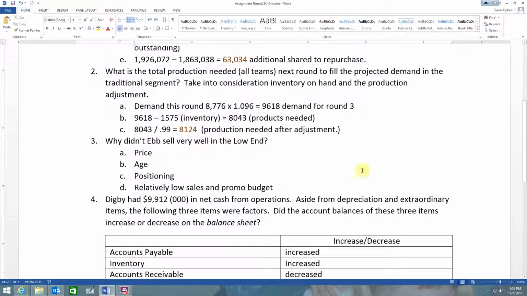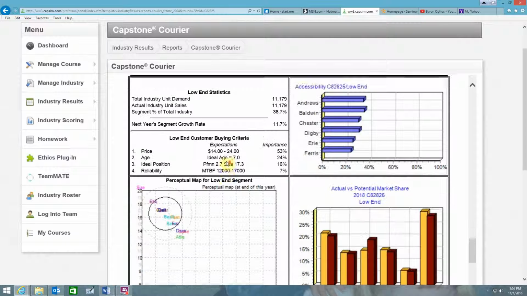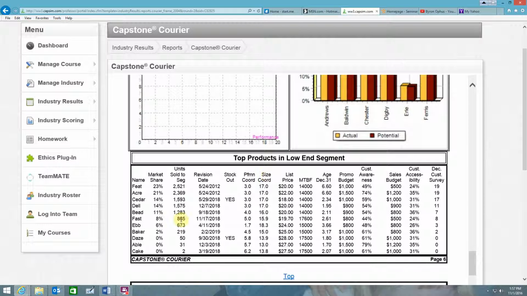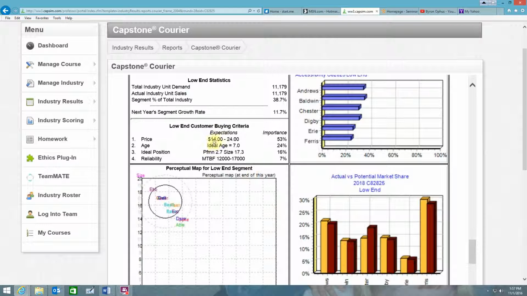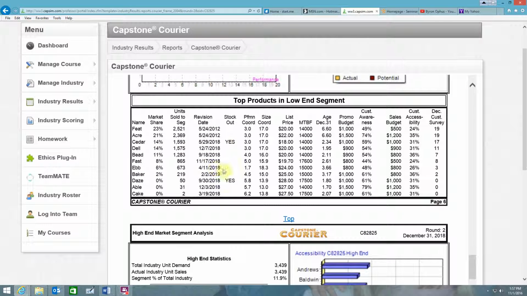Why didn't Ebb sell very well in the low end? Well, Ebb had all kinds of problems. Not to pick on Ebb, but poor Ebb here in the low end. It's way down here, only 6%, only sold 673 units. Well, what's the first customer buying criteria? Price. Where's Ebb at for price? Of the natural low-end units, we'll call it, it had the highest price. They're lucky they sold 673 units.